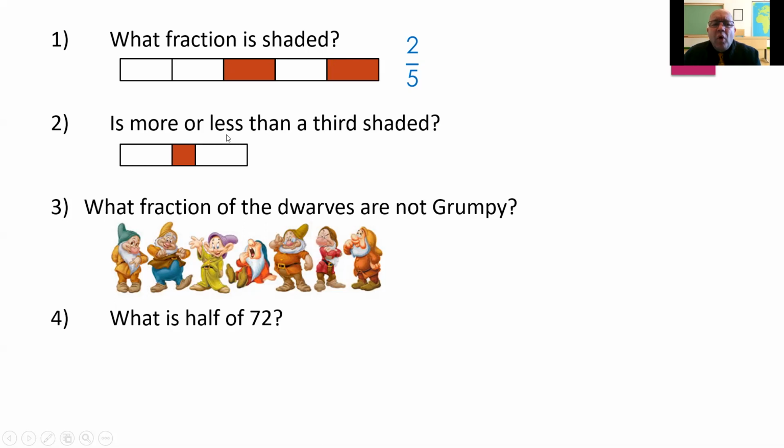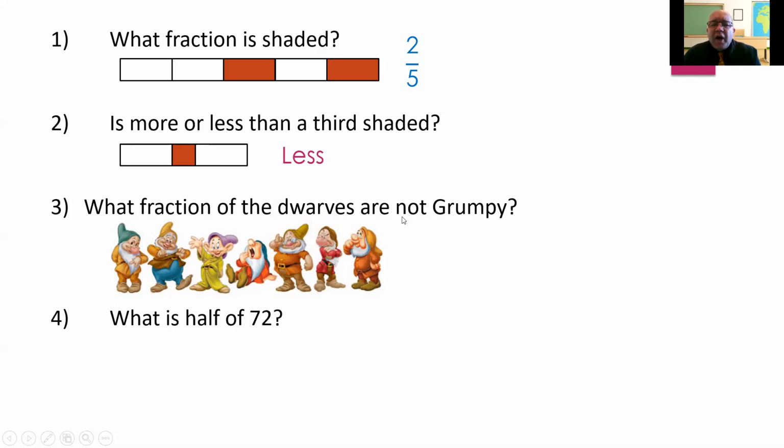Now, question 2, is more or less than a third shaded? This is where it's really important that you remember that fractions need to be equal sizes. Are these equal sizes? No, they're not. This is quite a small bit. So even though we've got 3 pieces, because they're not equal, they're not thirds. A third would be bigger than that. So it's less. An actual third would be bigger than this is, but this isn't a third, it's too small, and these aren't equal pieces.